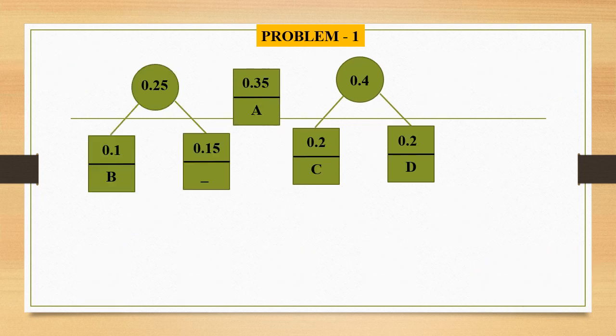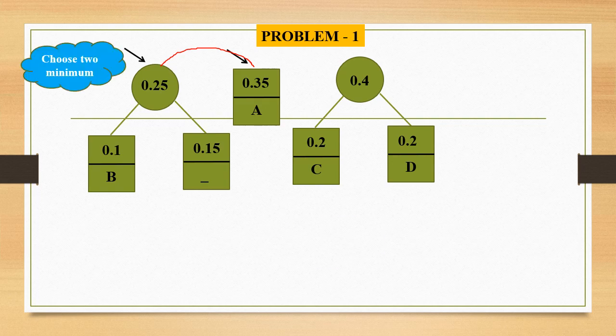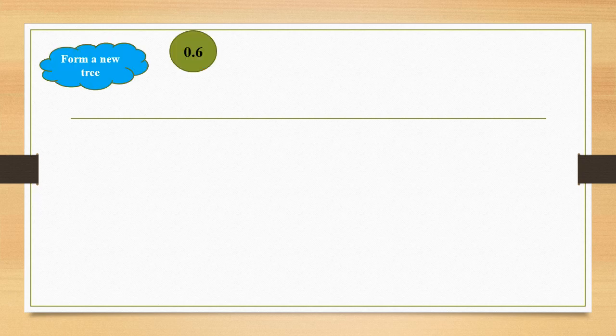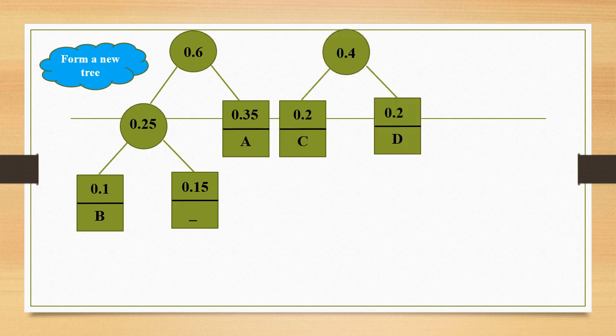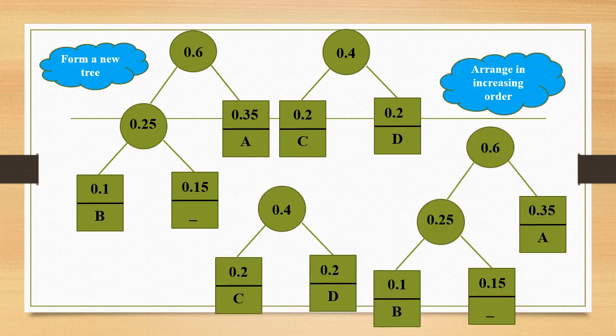Okay, fine. So now see, I have got this. Again I have to repeat the process and choose the two minimum values. These are the two minimum values. Again these are to be added, 0.25 plus 0.35, and I will be getting 0.6. This 0.6 will be placed again in increasing order, so it will be coming after my 0.4. Now I have got a tree like this.